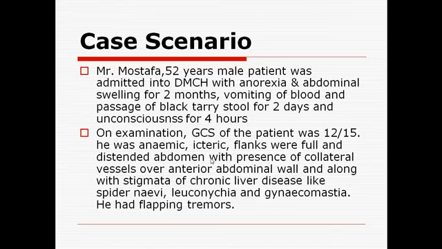Flanks were full and distended. Distended abdomen with presence of collateral vessels over the anterior abdominal wall, along with stigmata of chronic liver disease like spider nevi, leukonychia and gynecomastia. He had flapping tremors. So first you have to formulate a differential diagnosis, two to three differential diagnoses, and you have to evaluate on the basis of this kind of clinical scenario.